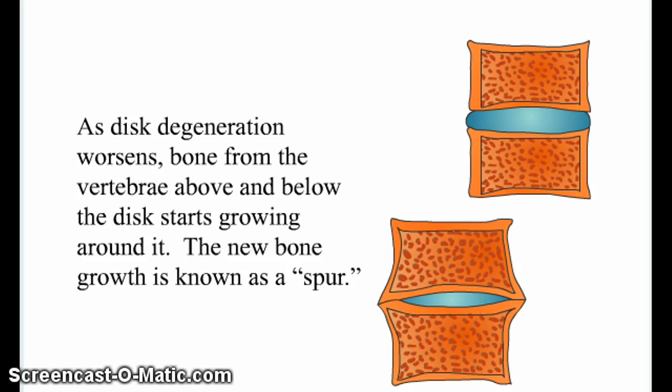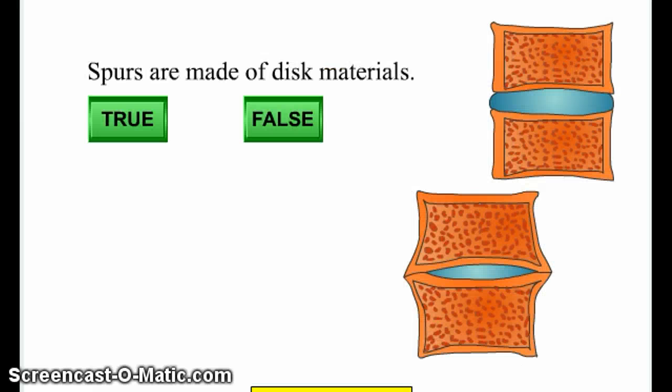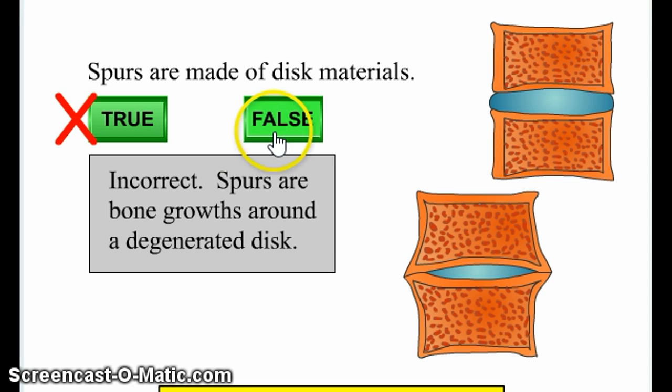As disc degeneration worsens, bone from the vertebrae above and below the disc starts growing around it. The new bone growth is known as a spur. If the spurs get large enough, they may start putting pressure on the nerves in the spinal canal, causing pain, numbness, and weakness down the legs. Spurs are made of disc materials. Press true or false. Incorrect.